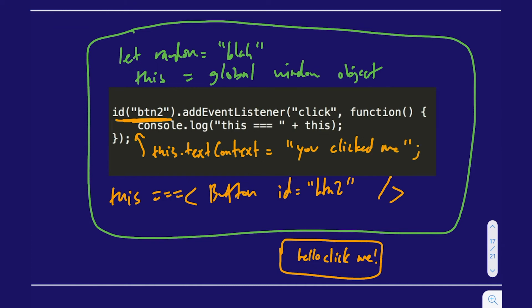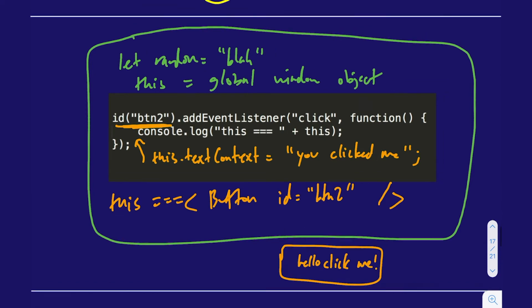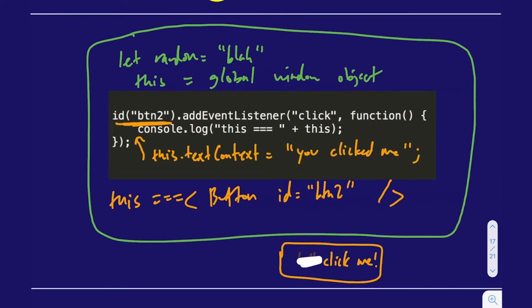And since, as I keep saying over and over again, this refers to the button, what that's going to do is change this value here, this text content. And it's going to say, you clicked me, if you click on it. So this can be pretty powerful, but just remember, you need to be aware of the scope of this.